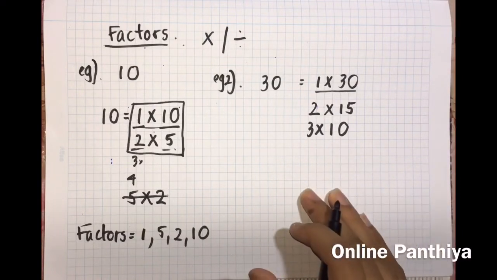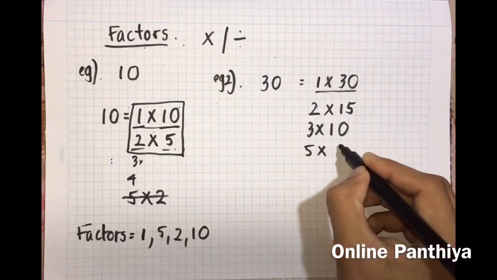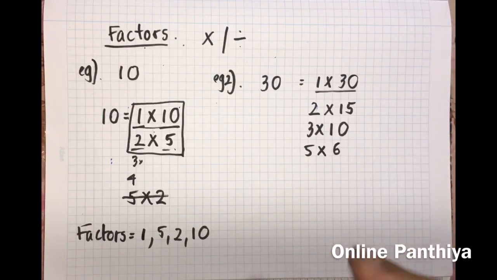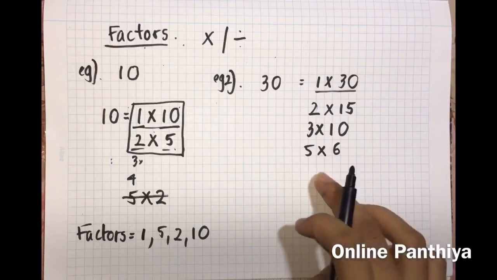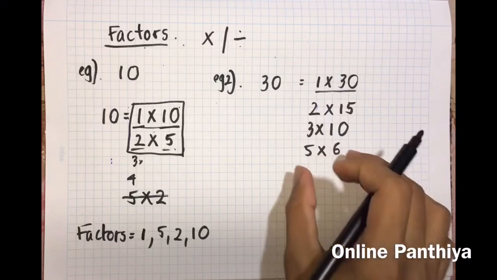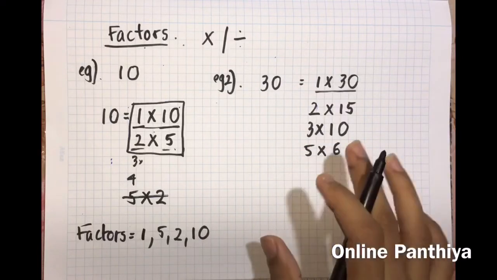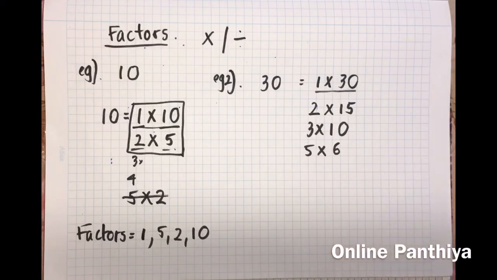Let us go to 5. Do you have 5? Yes. How much? 5 into 6. Next let us go to 6. 6 into 5. It is just the same here, no? It is just interchanging. Therefore you cannot write 6 into 5. Let us take only one of them.